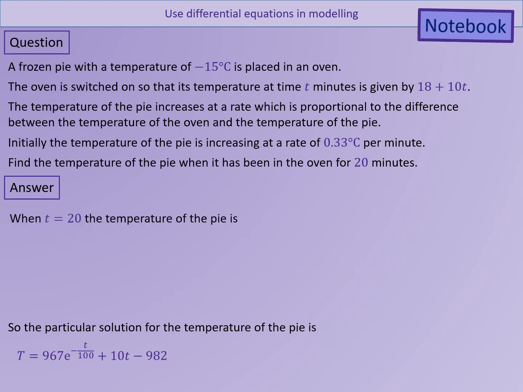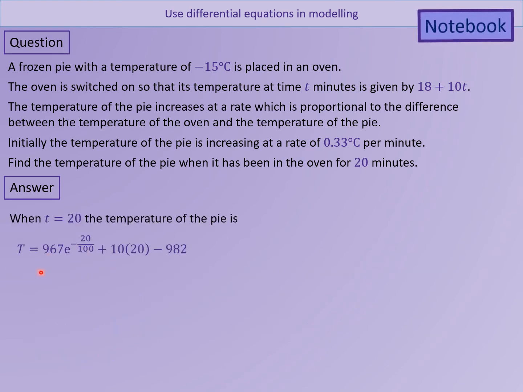That's good. So I can put my 20 in. So when t equals 20, the temperature of the pie is, with those two subbed in, out comes 9.71 degrees Celsius. So in 20 minutes, it hasn't heated up that much, but it will start getting a lot hotter very quickly. Okay. Right, make sure you've got down what you need before you move on. Pause if you need to.